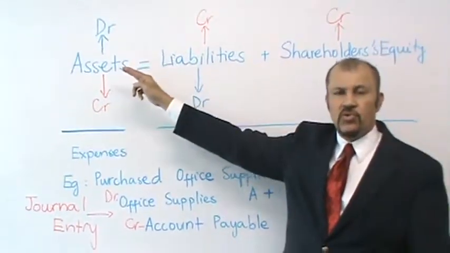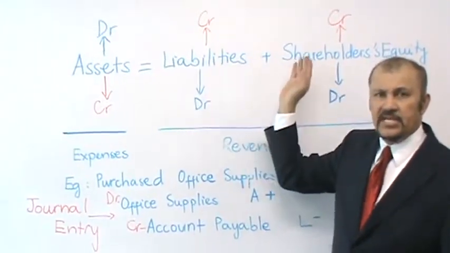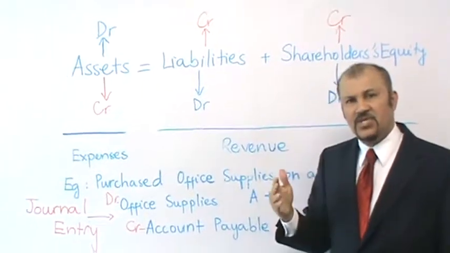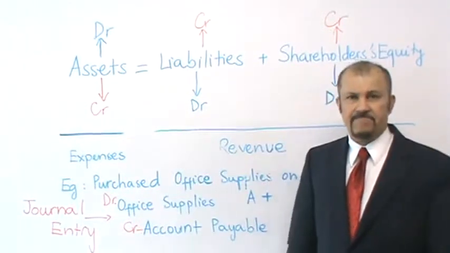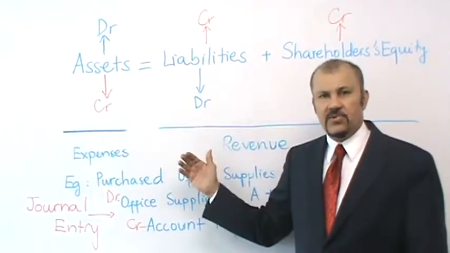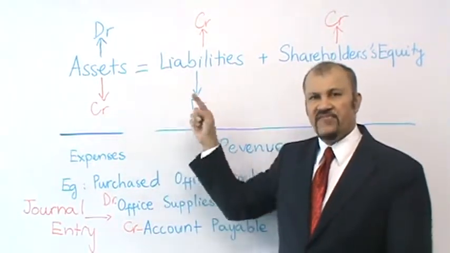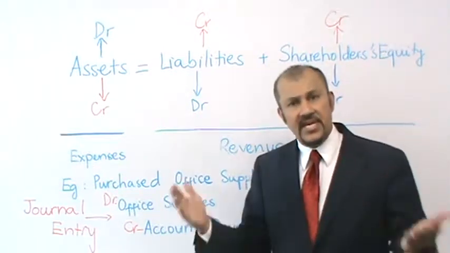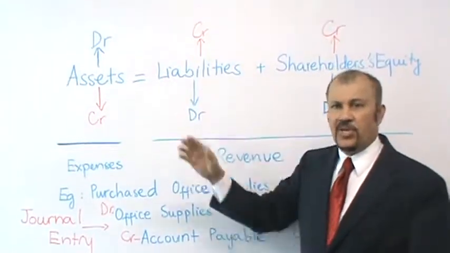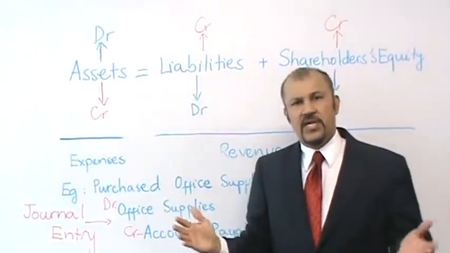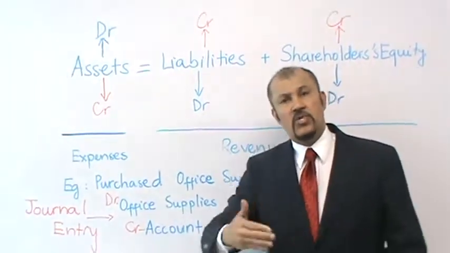So I have just gone through the rules as it pertains to the increases for assets, liabilities, and shareholders' equity. Let me give you a few seconds now to digest this, and then I'm going to start talking about the decreases. Now, the decreases. The good news is that the decreases for each of these families will work just the opposite of the increases. So if you remember the increases, then the decreases are the opposite. So let's take assets. If you have another transaction, for instance, where an asset account is decreasing in value, such as when you make a payment.